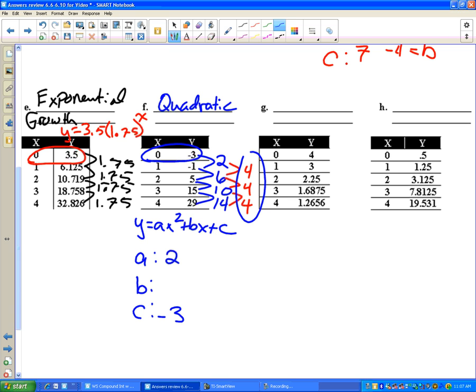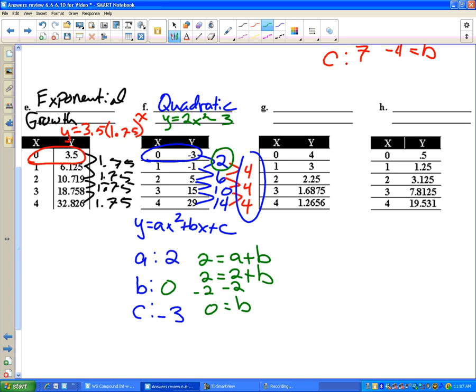To find b, I need my first difference, which is 2. That's equal to a plus b. A, I already know, is 2. So I'm going to subtract 2 from both sides, and I'm going to get b to be 0. So my equation is y is equal to 2x squared plus 0x minus 3. And there's my quadratic equation.